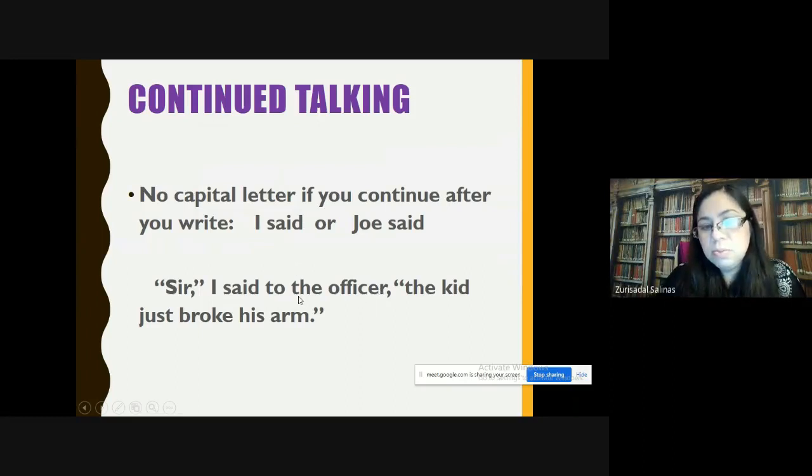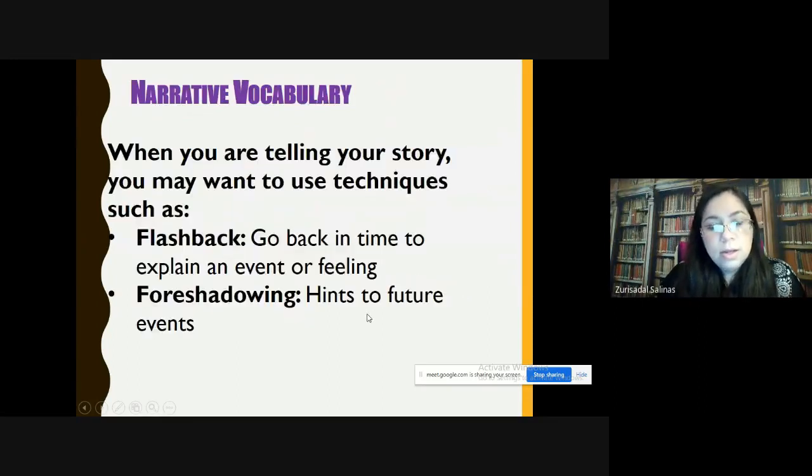Right. So here the narrator stops, the writer makes a pause and then interrupts with this description. Sometimes that's important to put things into context. Who is he talking to? Okay. Then you put the comma in, and then the kid just broke his arm continues. No need for a capital letter here because it's a continuation of this. All right.